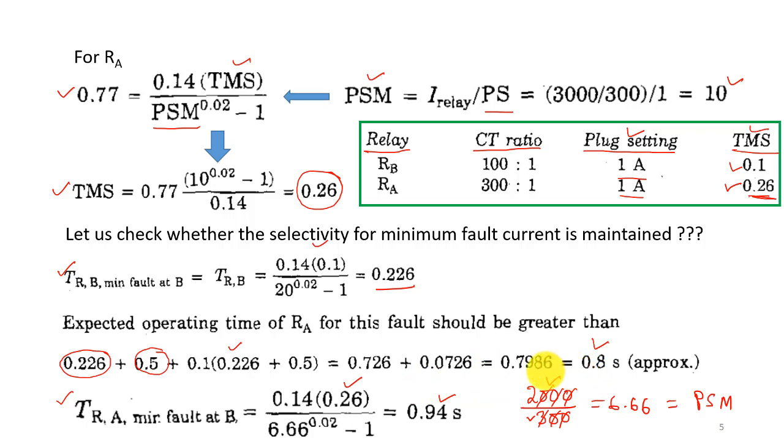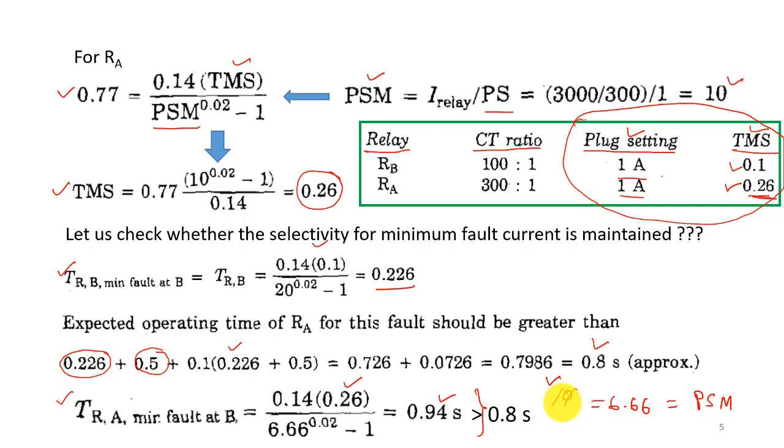Okay, so it should not be less than this value 0.8 second, it should be always greater than or equal to 0.8 second. Therefore, we found that it is greater than 0.8 second, and now our settings are okay. So we can go with these settings. These are the two settings for relay A and relay B. We can go with these settings for this kind of arrangement for a single end distribution feeder. Okay, so it is greater than 0.8 second.